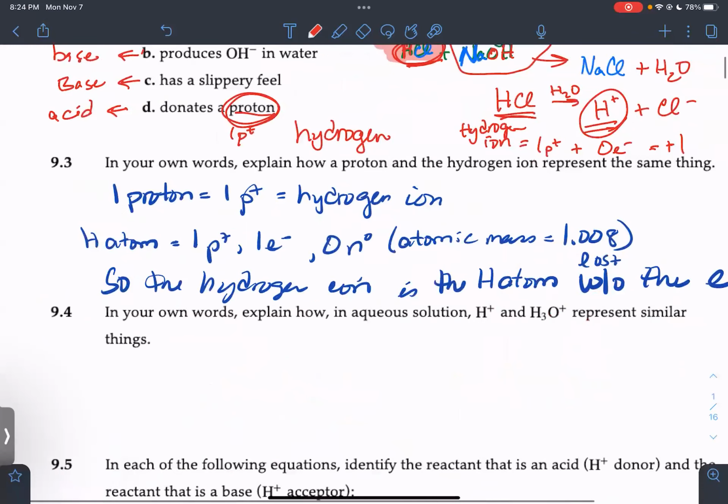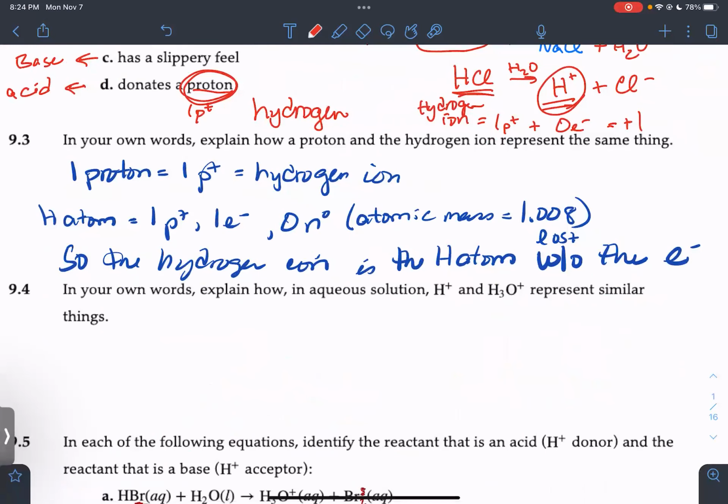All right. And that was kind of what 9.3 was about. In your own words, explain how a proton and the hydrogen ion represent the same thing. So we just talked about that. Now, in your own words, explain how in an aqueous solution, H+ and H3O+ represent similar things.